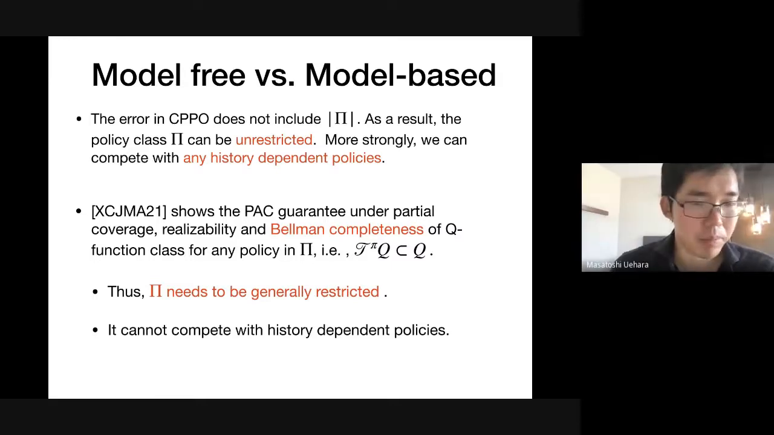So let me go back to this slide. Here the message is that we take a model-based approach, but we can also take a model-free approach. For example, in Tengyang's very great paper, they show the partial coverage result under the realizability and Bellman completeness of the Q function class. In this case, the policy class needs to be generally restricted. But in the model-based setting, since the policy and the model are totally separated, we can allow the unrestricted policy class. But in the model-free case, the Q function and the policy class are not usually separated. So that's why it's very difficult to allow any policy class. That's the difference between model-based and model-free approaches.